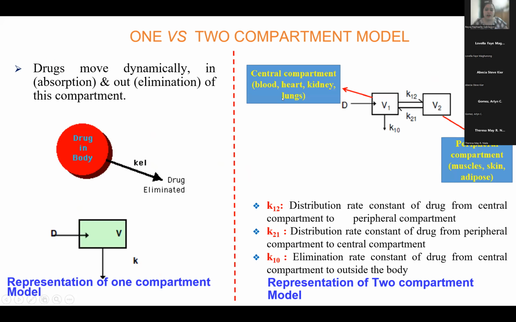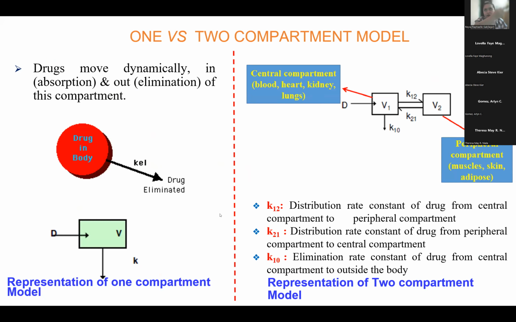So depending on the compartments or the models that we are going to use, we compute different values, for example the elimination rate constant. Definitely for the one compartment model, we only have one elimination rate constant since we treat the body as one only.